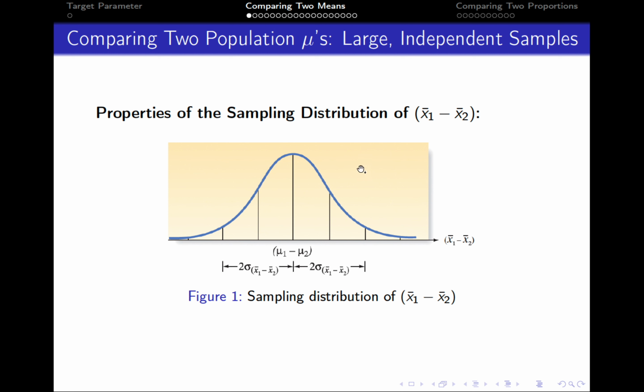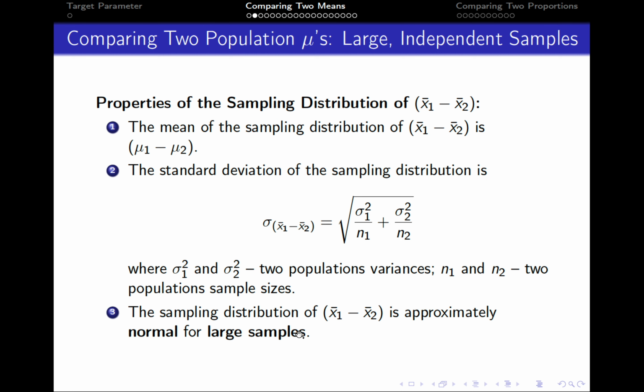And if you look at this graph, you can see that this distribution is normal, and the mean value of the difference between sample mean 1 and sample mean 2 is equal to the true population mean difference, which is right there in the middle of the distribution. And that brings us to the following three properties of the sampling distribution of the two sample means difference.